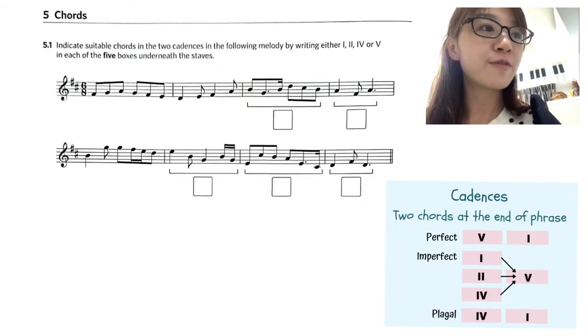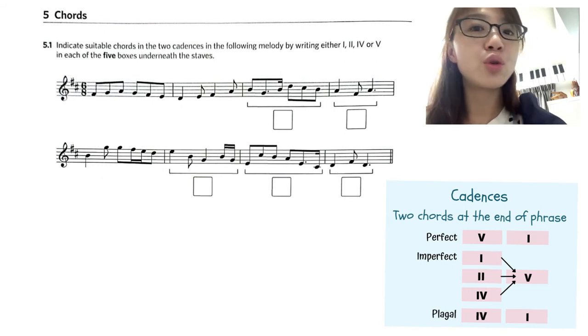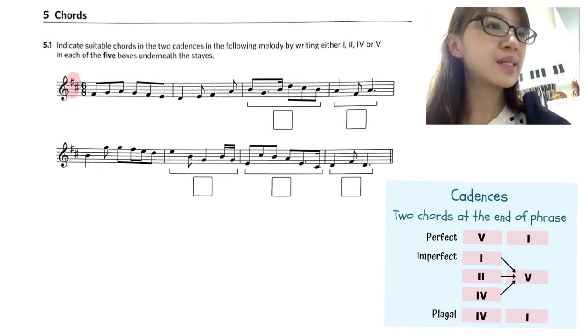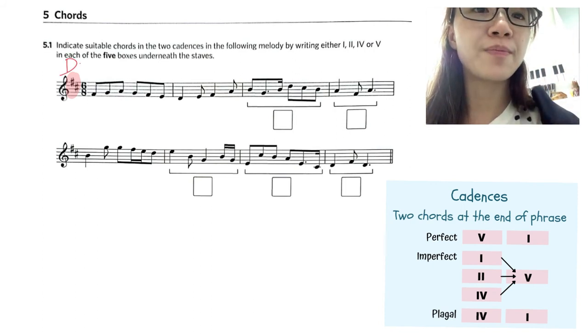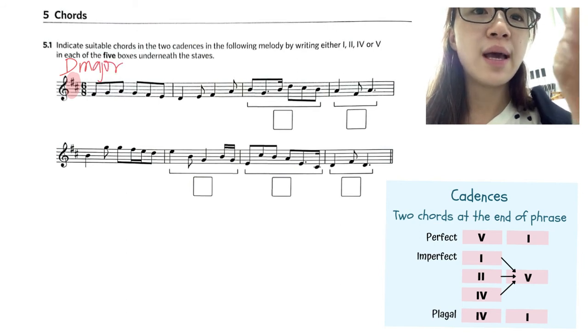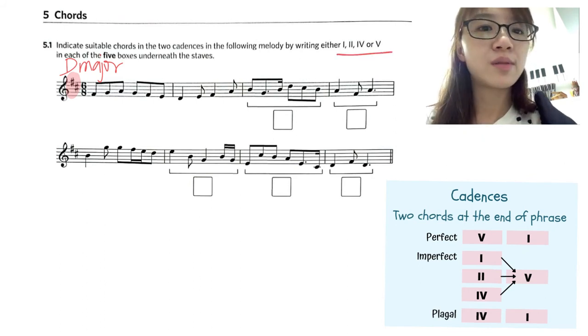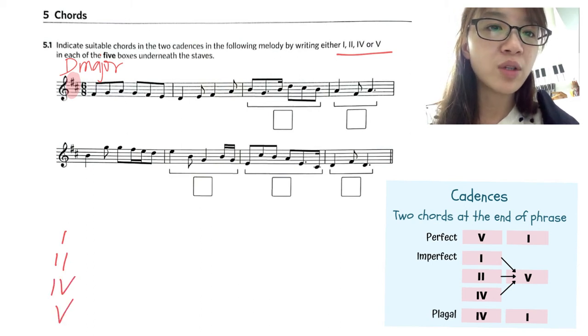Now question 5 is about the chords. To start from the chords, you need to know the first thing. These two sharps, F sharp and C sharp, what key do they give you? F sharp and C sharp, you know that it gives you D major. Yes, that's D major. And now build the chords of D major. Build the chords 1, 2, 4, 5 according to D major.